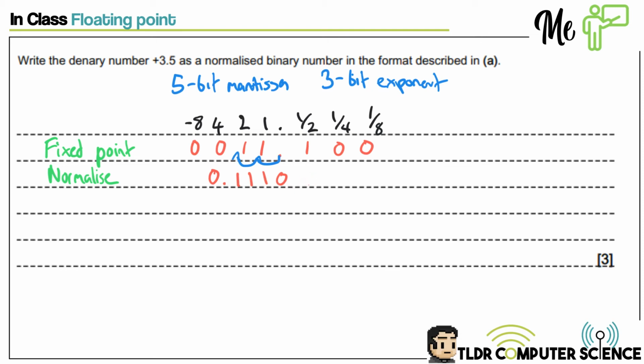Now remember, by moving the point 2 to the left, have I made that number smaller or bigger? Smaller. So I then need to make the exponent bigger. By how much? 2. And how many bits for the exponent? 3. Remember the exponent's also in 2's complement, so it'll be -4, 2, and 1. So it will be 0, 1, 0.